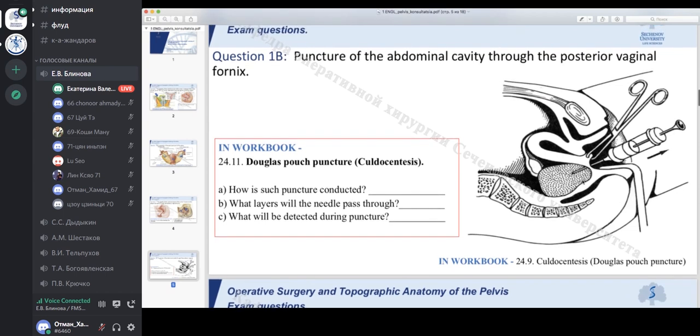After that, you should retract the walls of the vagina by the gynecological speculum. The next, you should grab the posterior labium of the neck of the uterus by the Schroeder or Doyen clamp and pull forward. And the next, pierce the posterior wall of the vagina by the puncture needle. The tip of the needle should be 1 or 1.5 centimeters, not more. Otherwise you can damage the loop of the intestine.